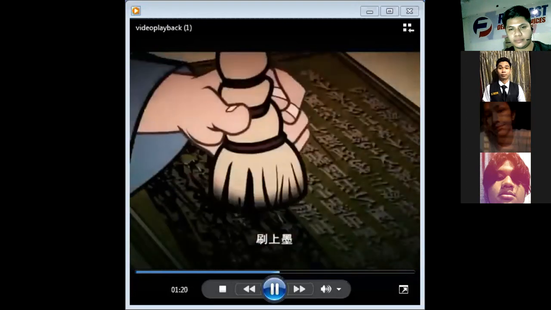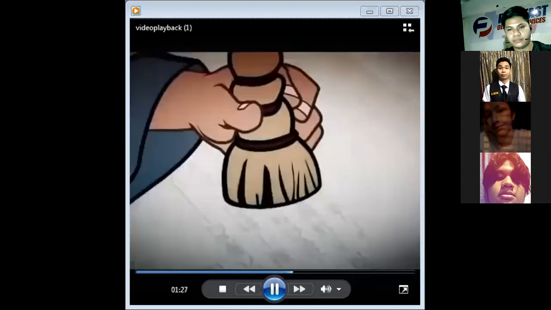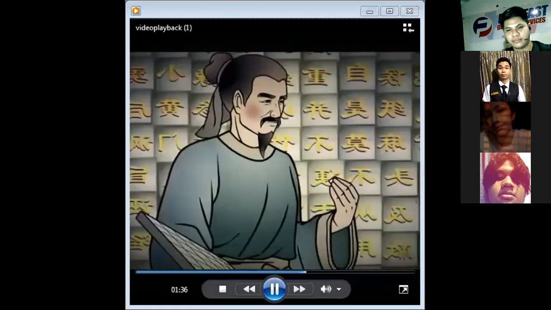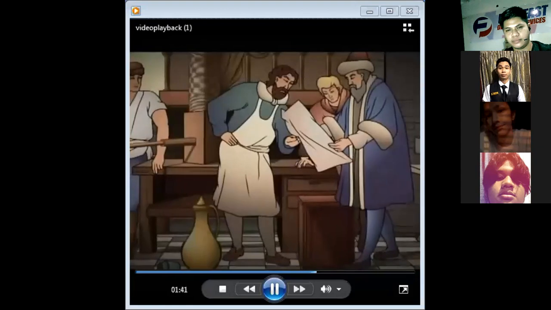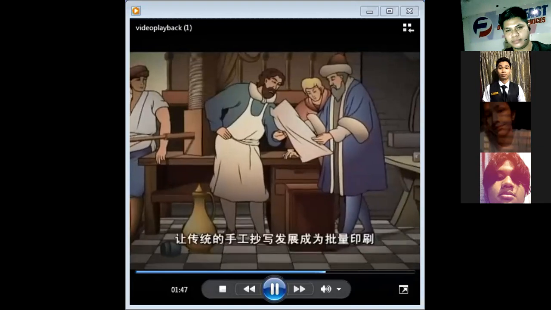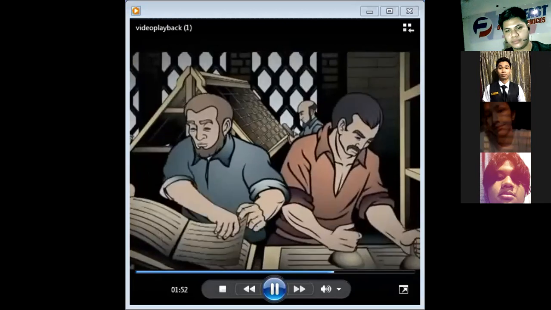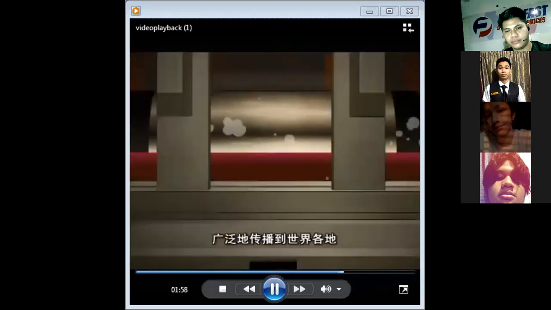Then ink was painted, and a piece of paper was laid down. A printed sheet was created this way. This technique improved the efficiency of printing and transform traditional transcription into modern printing. Scripts and paintings spread widely in the world with the help of Yinshua.